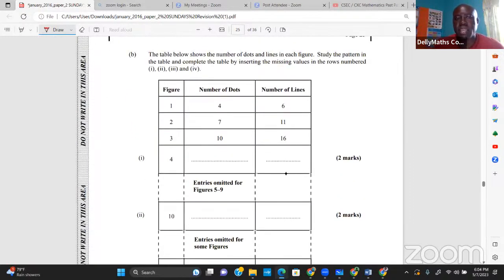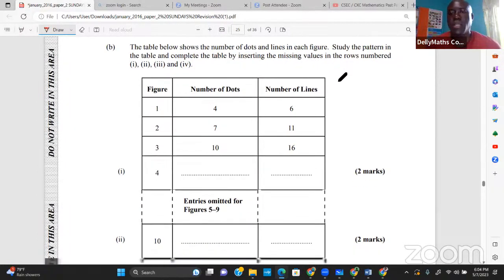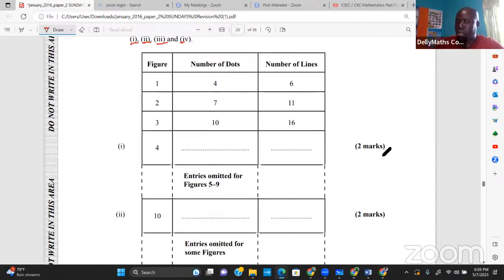So it says the table below shows the number of dots and lines in each figure. Study the pattern in the table and complete the table by inserting the missing values in the rows and at I and IV. So there are some missing things, you could fill them out as you go. So you want to look for a pattern. I'm seeing where we are actually adding 3 going down there.